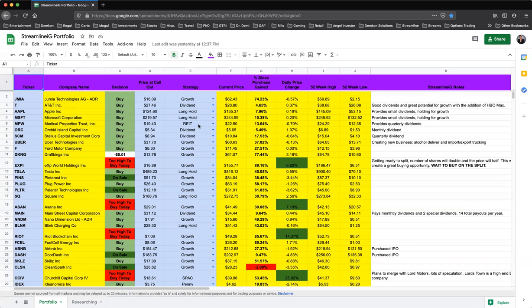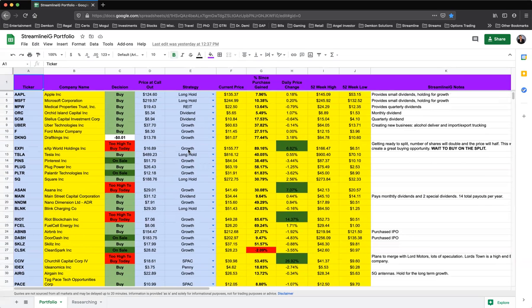REITs, we put a post out about what REITs are. And so we're identifying what the Streamline IG strategy is for each of these stocks. Now, do you have to follow this? No, it's at your discretion how you choose to use this, if you choose to use it. Because once again, this is not financial advice. This is simply education and sharing how we go about building our portfolio here at Streamline IG.